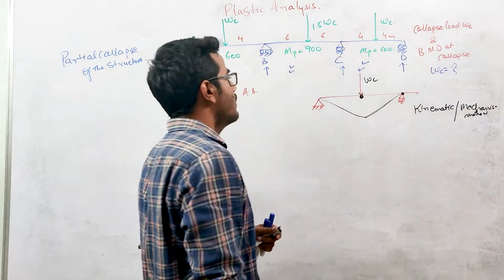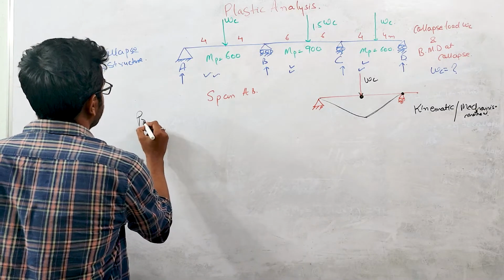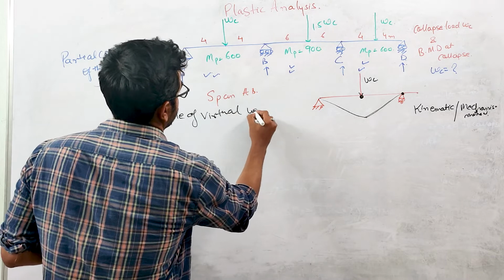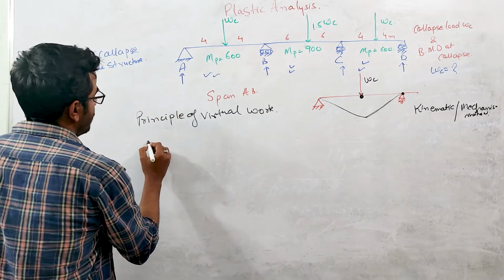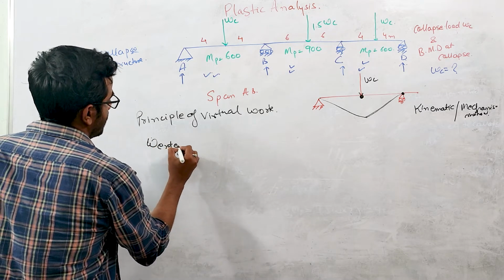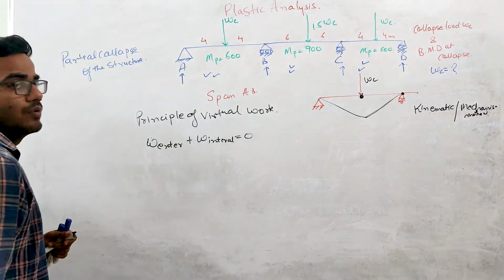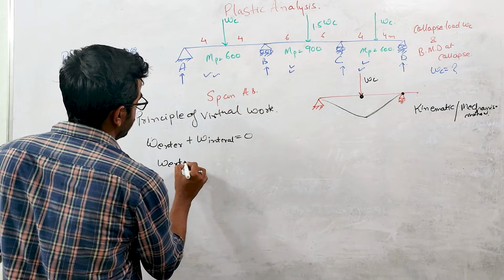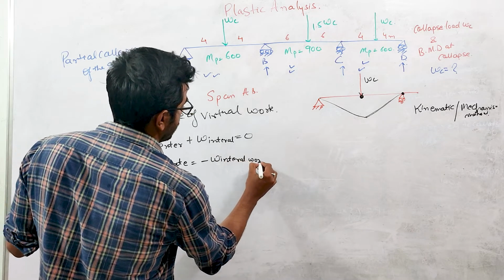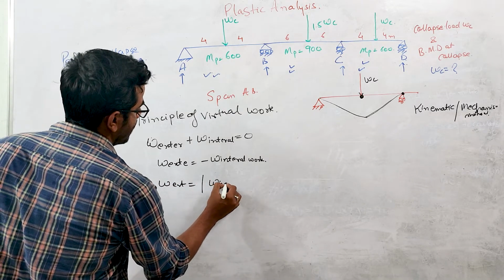Okay. So in the kinematic and mechanism method, we have one principle of virtual work, in which we studied that external work done plus internal work done is equal to 0. So here I can write external work will be equal to minus of internal work done. Then we again modified this, so work external equals mod of work internal.